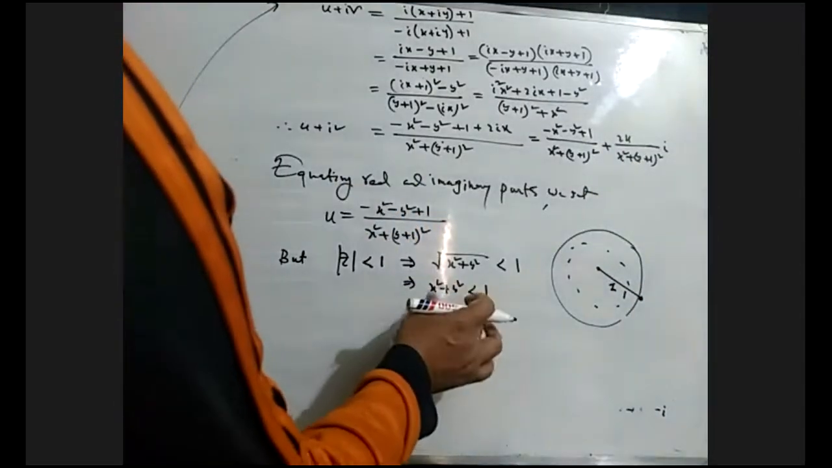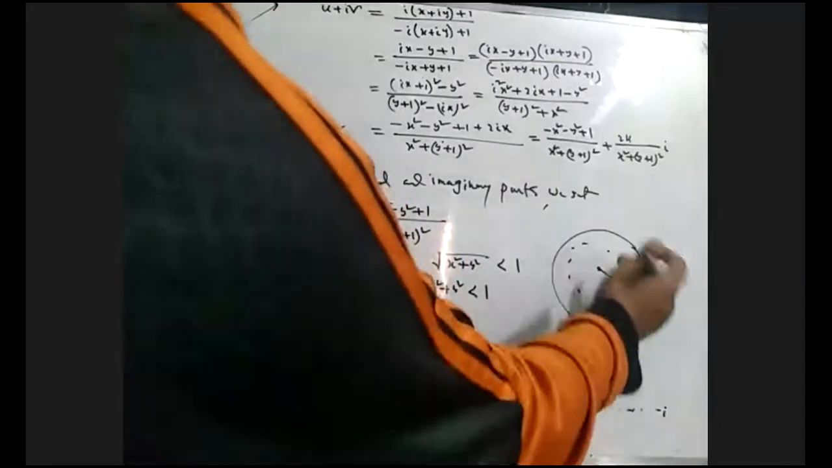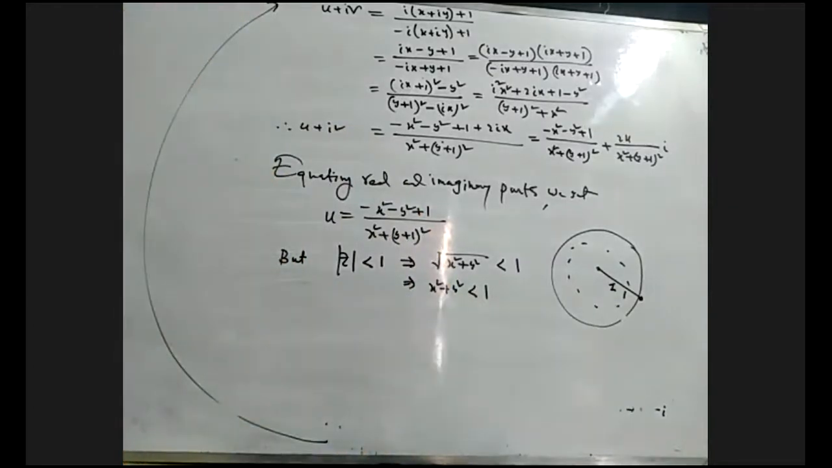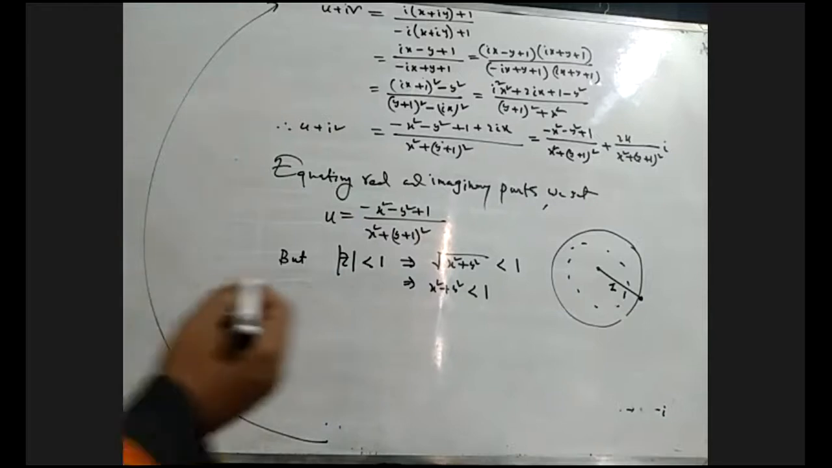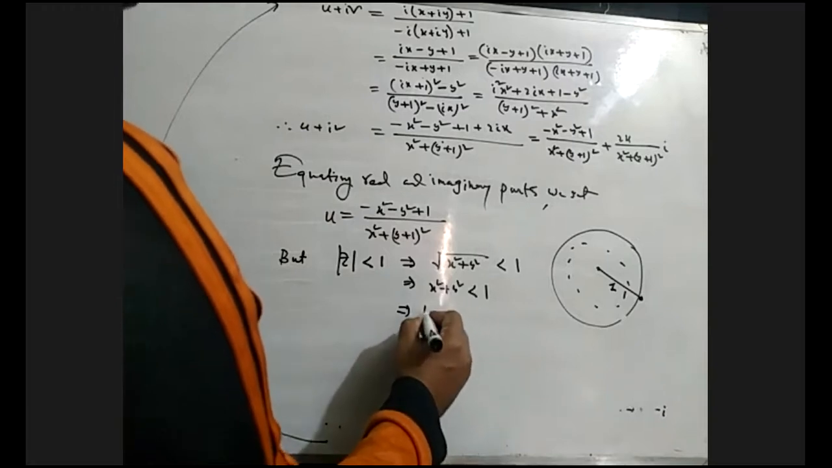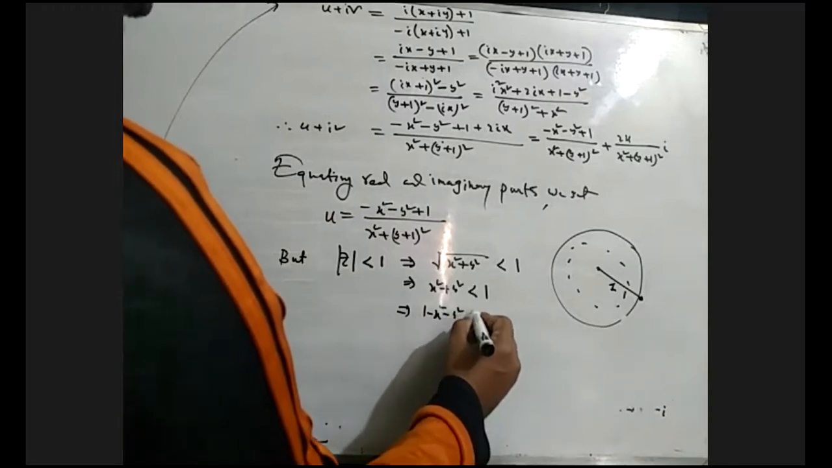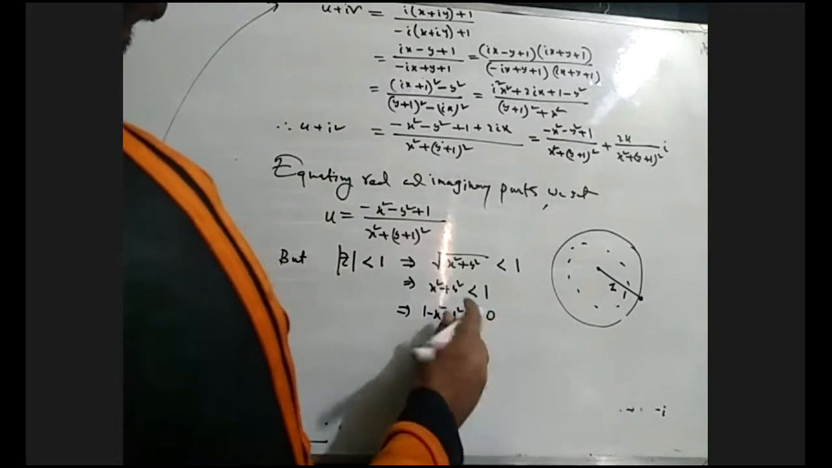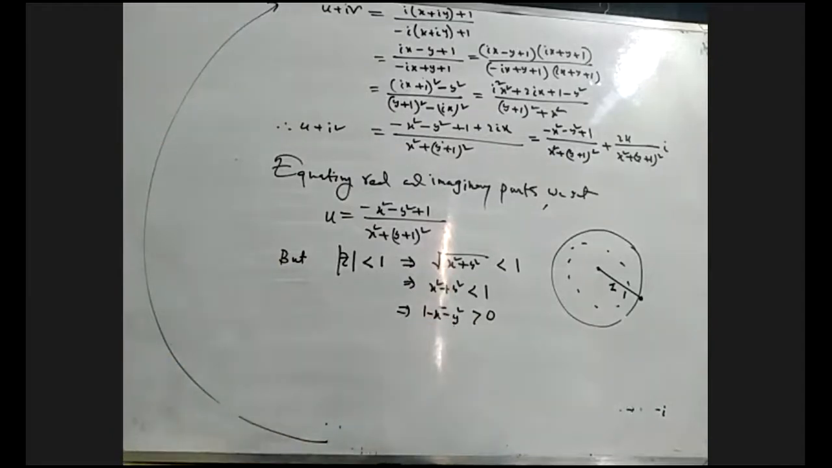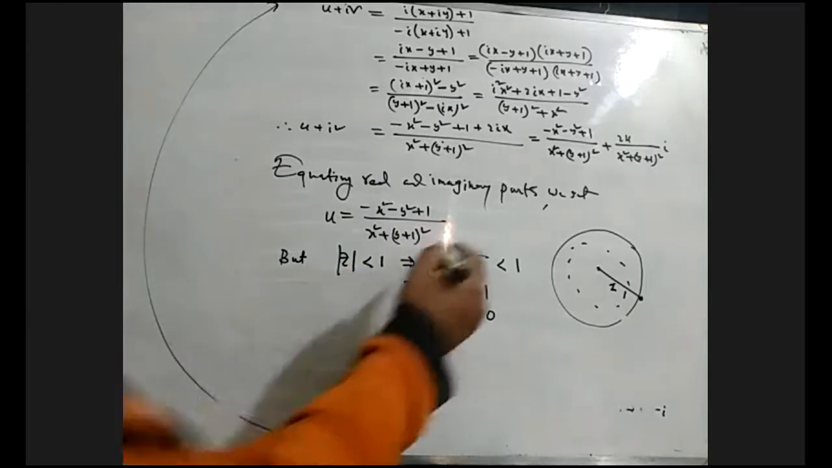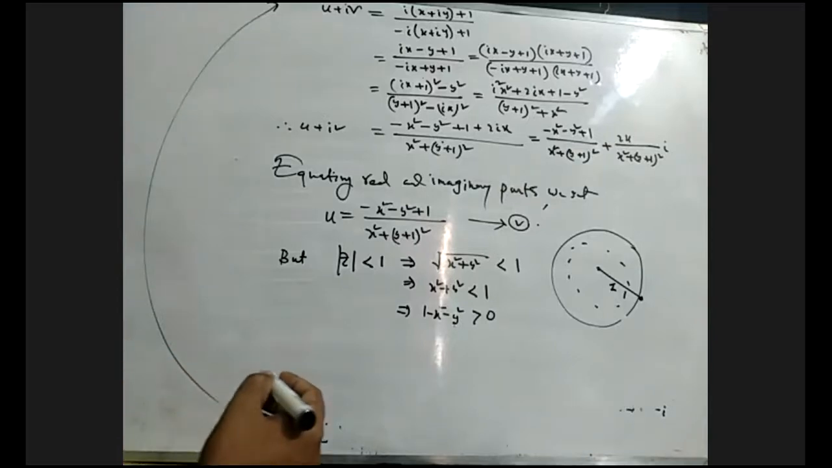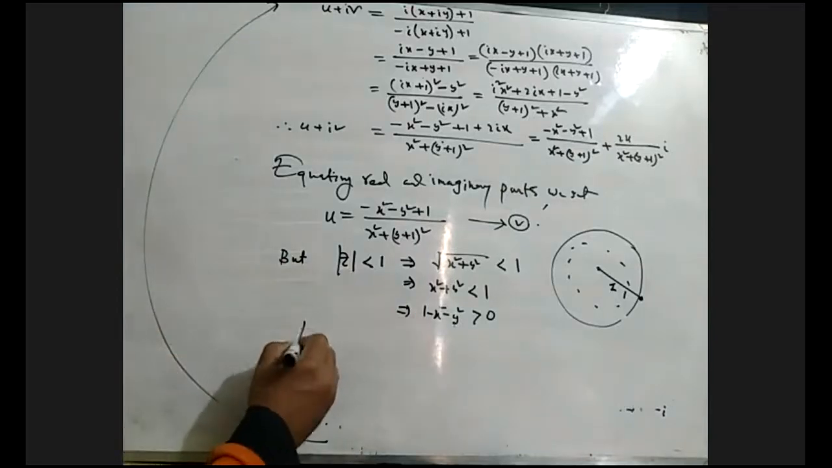So all the interior points less than 1 will be the included points of the circle. So this implies we can write 1 minus x square minus y square will be greater than 0. From this inequality, you can write this one. This is another equation, suppose this is equation number 5.